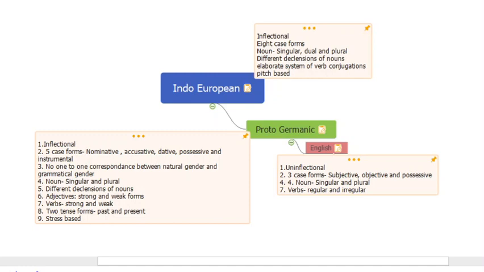Considering the third characteristic of the Proto-Germanic language group, we learned that there was no one-to-one correspondence between the grammatical gender and the natural gender. And therefore, each noun had to be described in terms of masculine, feminine, and the neuter gender.